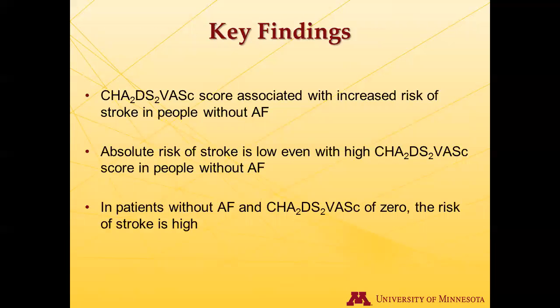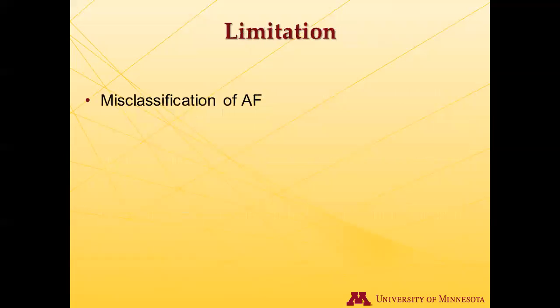So what are the key findings of our study? Number one, the CHA2DS2-VASc score is associated with increased risk of stroke in patients without AFib. And the absolute risk of stroke is really low, even with a high CHA2DS2-VASc score in people without AFib, as we can see with 4 and plus CHA2DS2-VASc. However, in patients with AFib and a CHA2DS2-VASc of 0, the risk of stroke is really high.